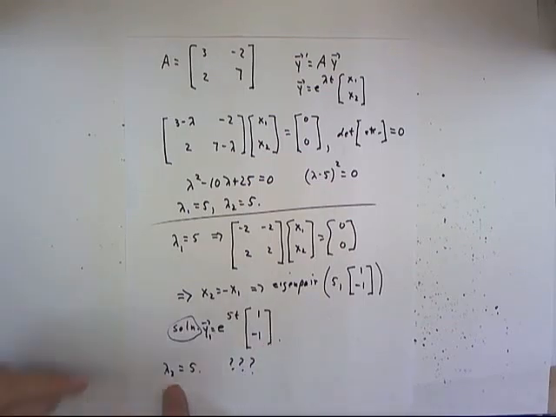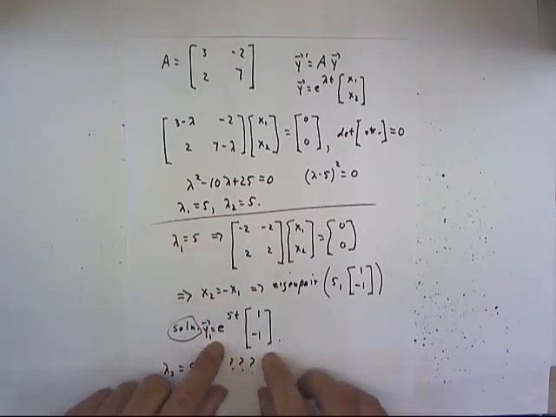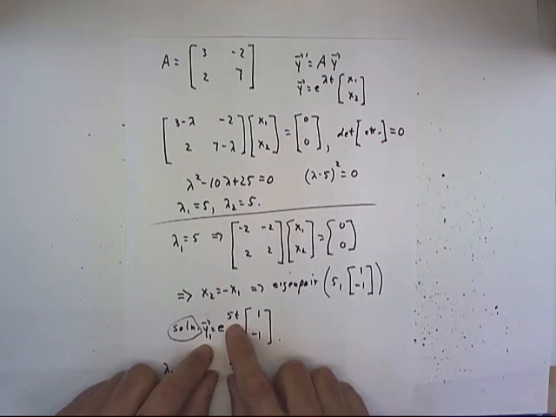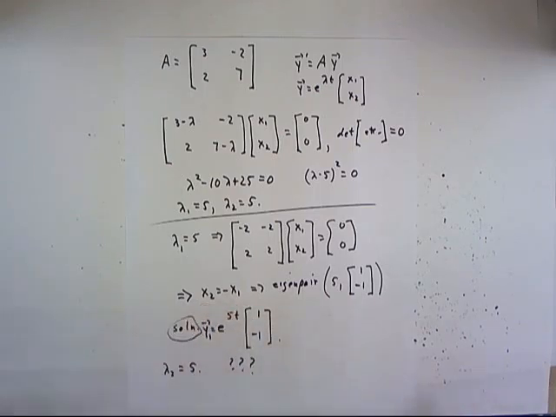Now, what do we do with lambda 2 equals 5? We can't just repeat what we did. We would end up maybe not with the identical solution, but we would have to end up with a solution where we have e to the 5t and a vector here where these two numbers are equal and opposite. And that would be a multiple of this solution. So that doesn't lead us anywhere.